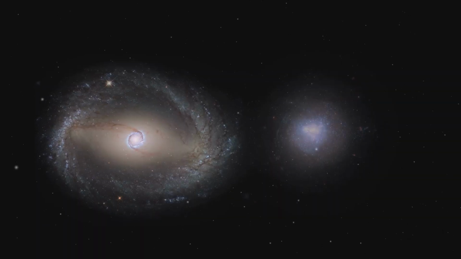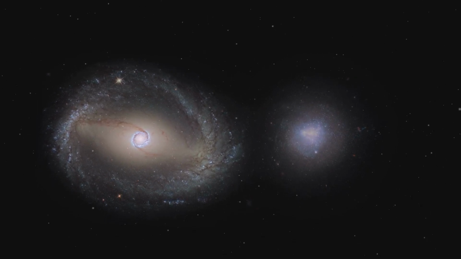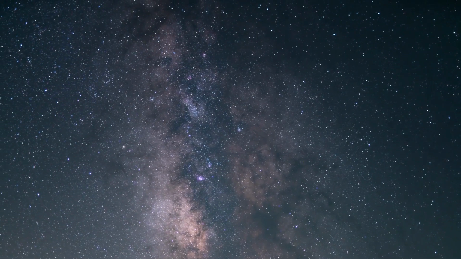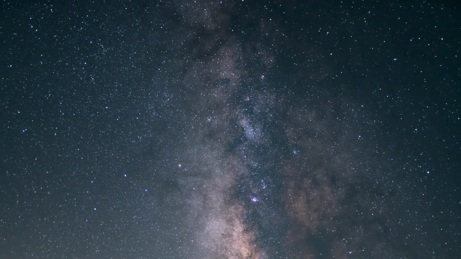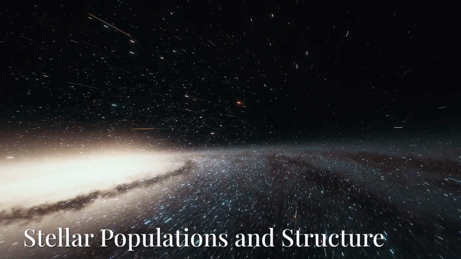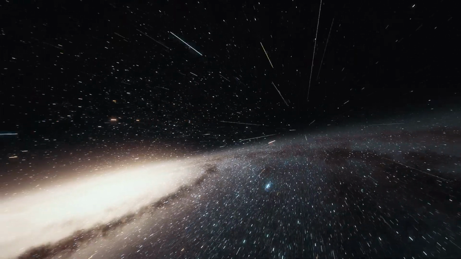The disk grew steadily, fed by remaining gas and smaller satellite galaxies drawn in by gravity. Over billions of years, the Milky Way's disk took shape, vast, rotating, and full of life, forming the iconic spiral structure that still graces our night sky today. Now let's take a closer look at the Milky Way itself, this vast city of stars.